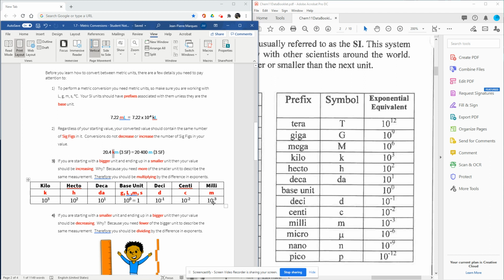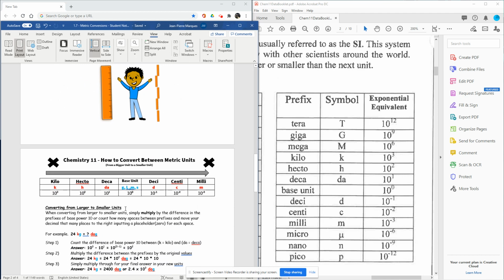So again, the idea is that every single prefix has a number associated with it. That number tells you how many of that base unit you have. Deca has 10 of them. Hecto has 100 of them. A kilo is 1,000 of them. A deci is a tenth of one. A centi is 100th of one. A milli is 1,000th of one. So it's basically telling you how many of that particular base unit you have. That's what it does.